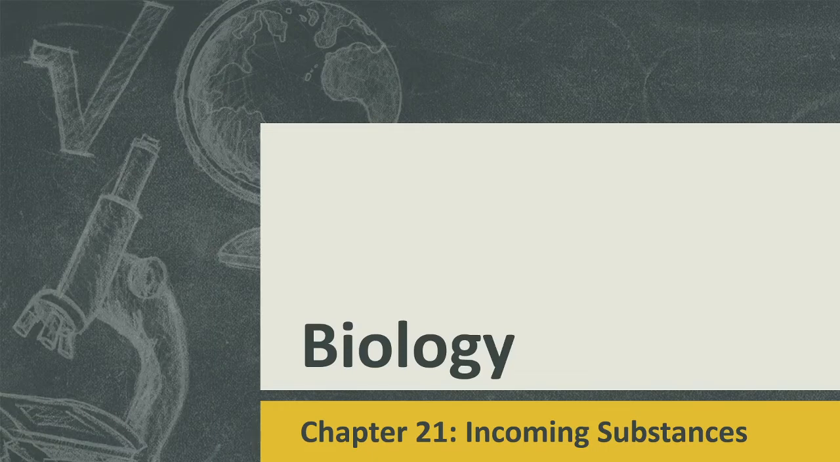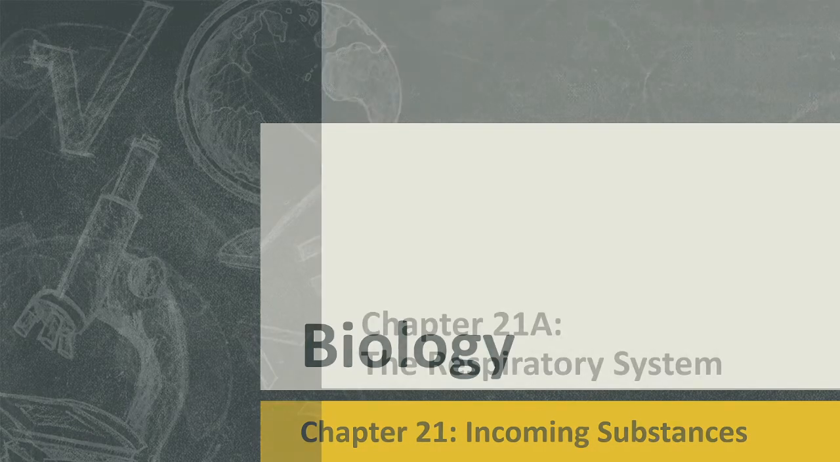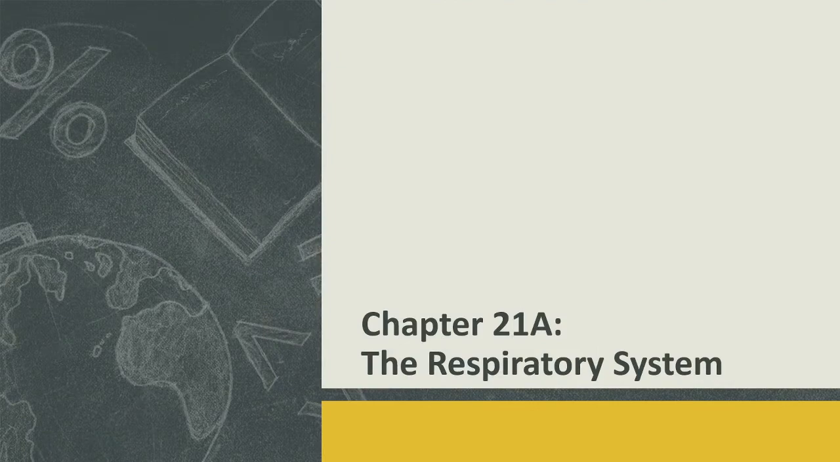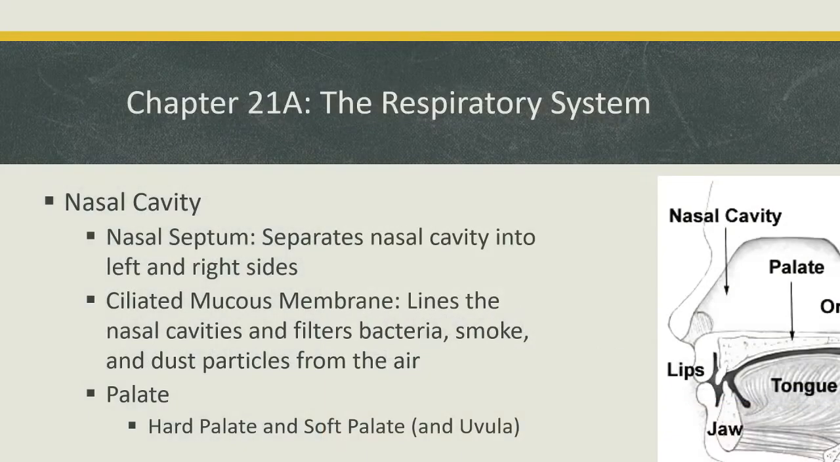Biology, Chapter 21. They call it Incoming Substances, and this looks at the respiratory system and the digestive system. So here we go. First of all, the respiratory system.